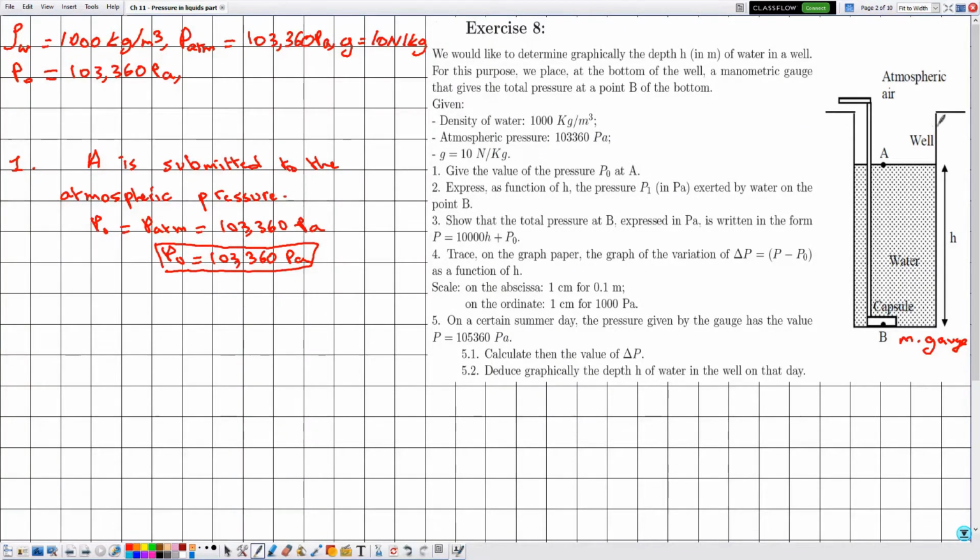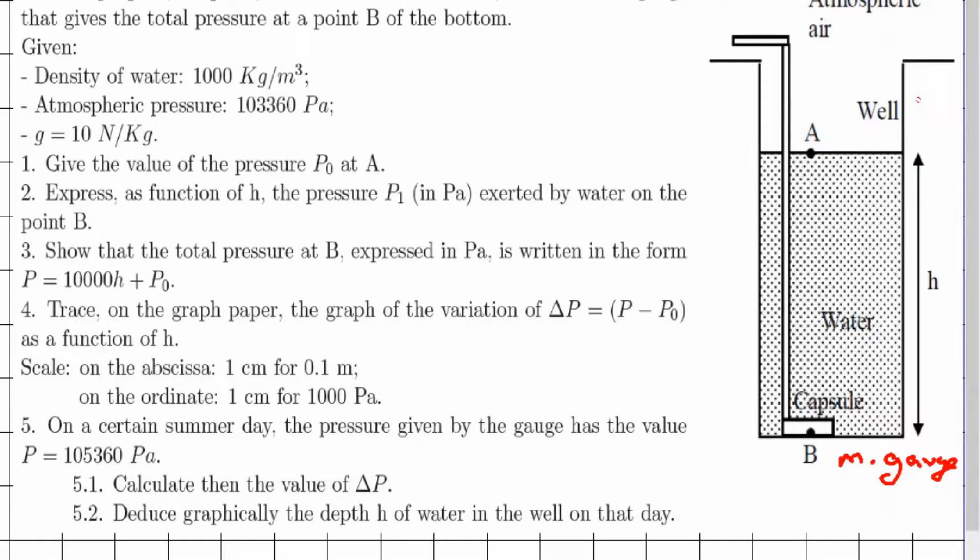Now, number 2, give as a function of H the pressure P1 exerted by water on the point B. So considering the point B and looking upward, don't get confused. Above the point B there is a capsule which is the manometric gauge, but this doesn't exert any pressure at the point B. So considering the point B and looking upward, we notice that B is submitted to the pressure due to the layer of water and to the atmospheric pressure that is being exerted at the point A and transmitted to the point B according to Pascal's theorem. However, we are only interested in determining the pressure P1 exerted by water.